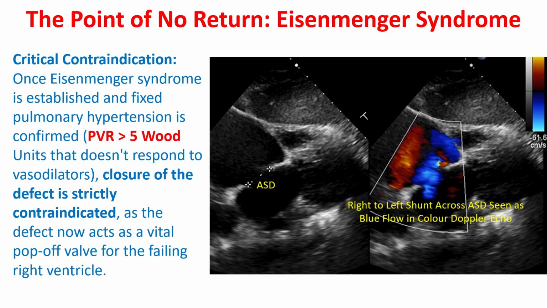Once Eisenmenger syndrome is established and fixed pulmonary hypertension is confirmed, that is pulmonary vascular resistance more than 5 Wood units that doesn't respond to vasodilators, closure of the defect is strictly contraindicated, as the defect now functions as a vital pop-off valve for the failing right ventricle.